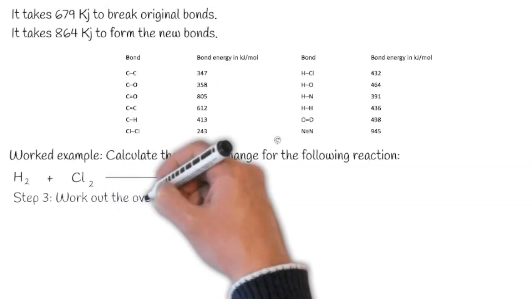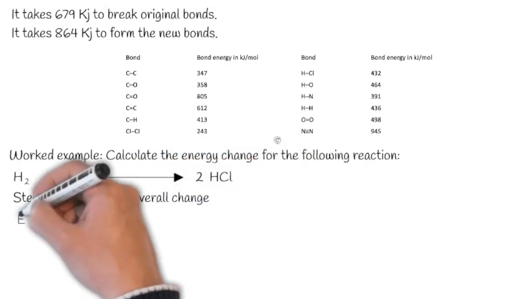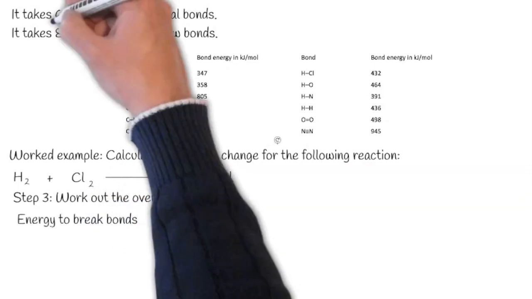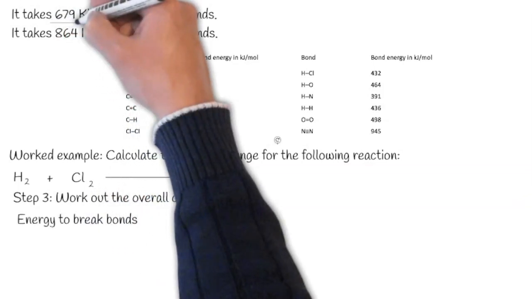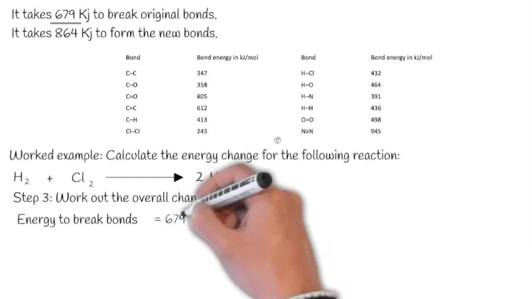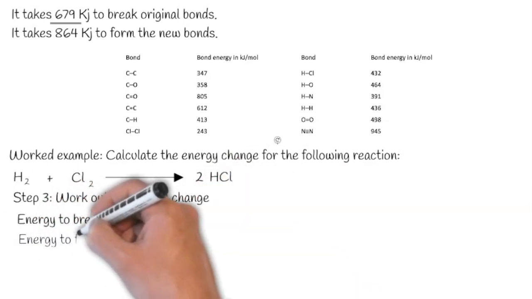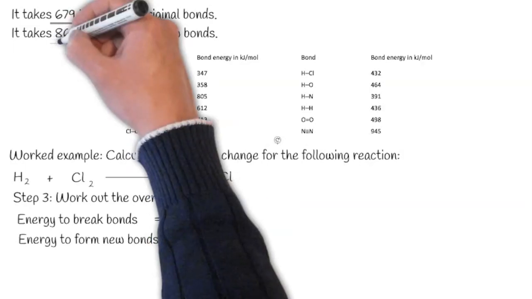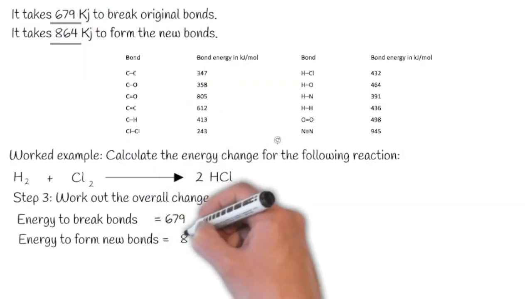We now need to work out the overall change in energy. So the energy that we worked out to break the bonds from the first part was 679. And the energy from the second part that we needed to form the new bonds was 864.